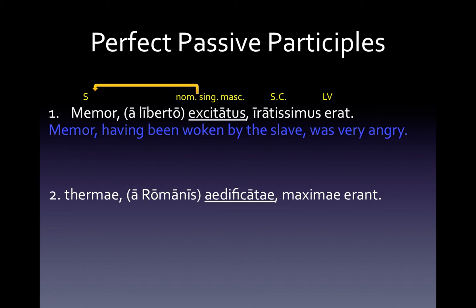So let's look at the other example. I have a romanis in parentheses because that's a prep phrase. Edificati is the participle, so I underlined it. This is from the verb edifico, edificare, edificavi, edificatus. So this is the 4th principal part, and it has a 1-2 adjective ending. All right, so thermae, this is nominative, feminine, plural, first declension, so that's our subject.